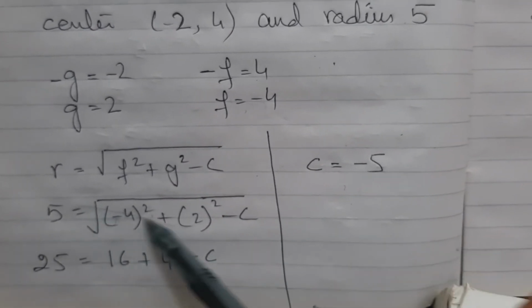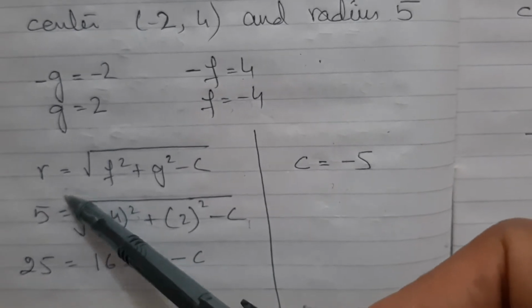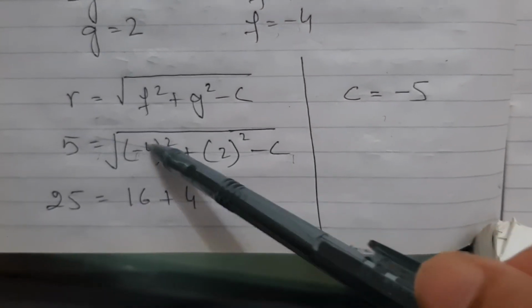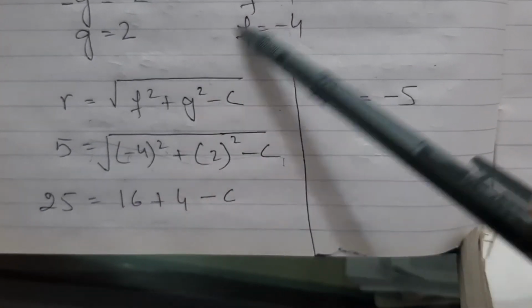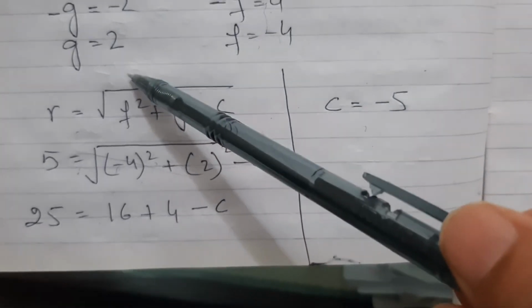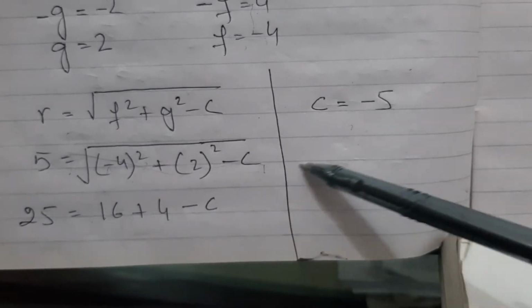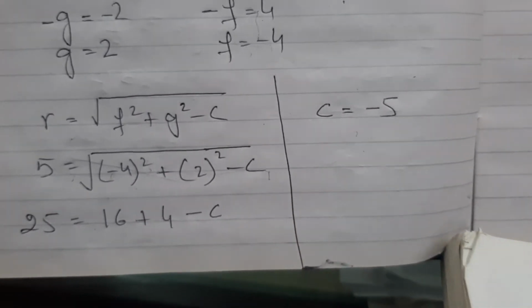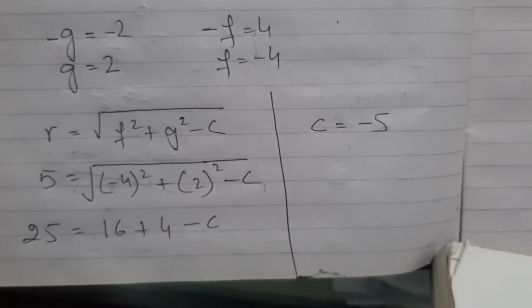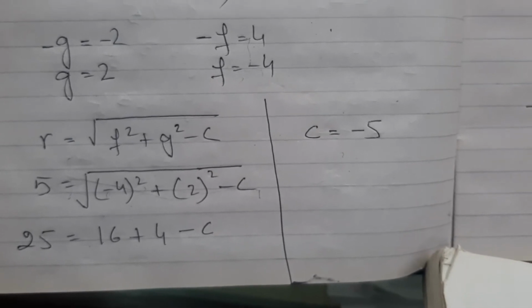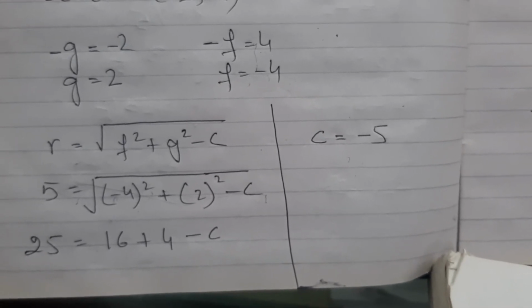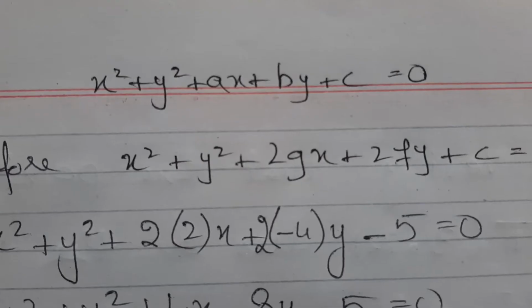After solving this, because r is 5, f is -4 from here, g is 2, c is unknown, which we have to find out. So when I solved it, I got c equal to -4. So now I will plug in the values of g, f and c in the general equation and get the equation of the circle in the form which is asked.